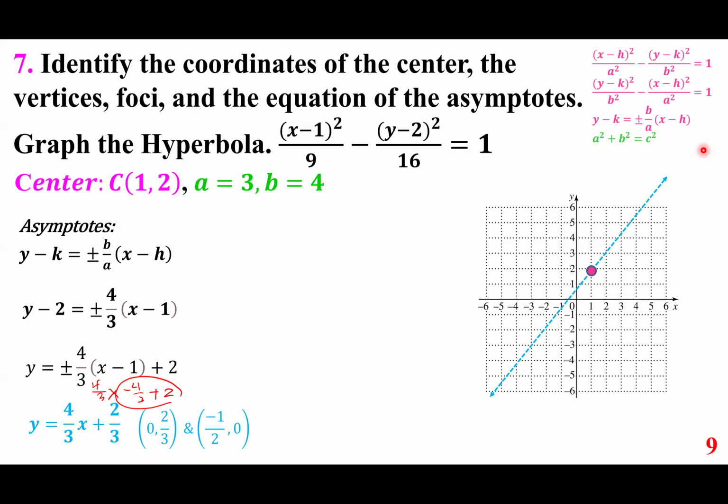And by the way, the asymptote, because you have 0, 2/3, if you don't want to come up with that, it has to go through the center. So you can come up with it.